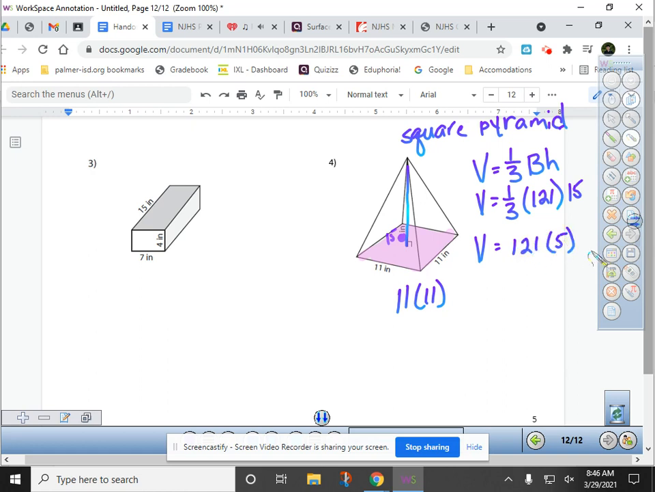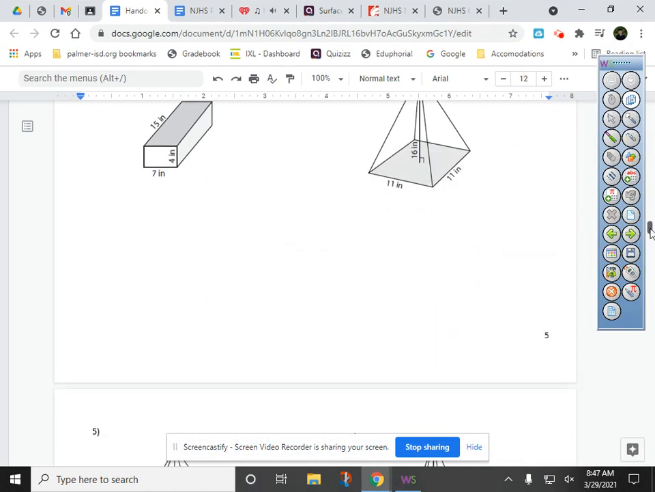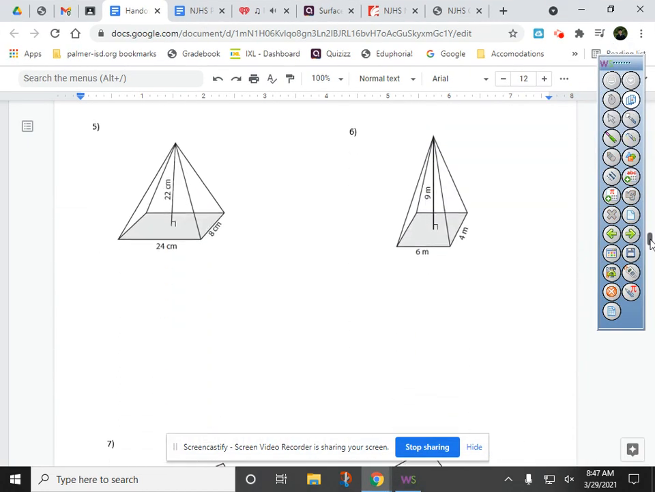Then I'll let y'all work that out. That will be the volume. I don't think 121 times 5 is 65. 6. Everybody get 605? Yes. Good. Let's move on. Number 5.